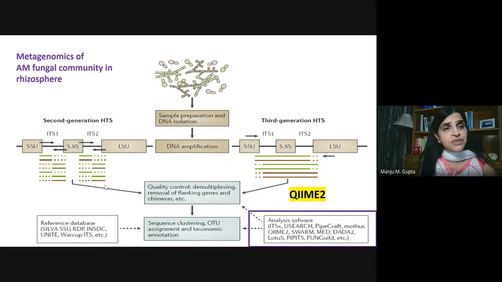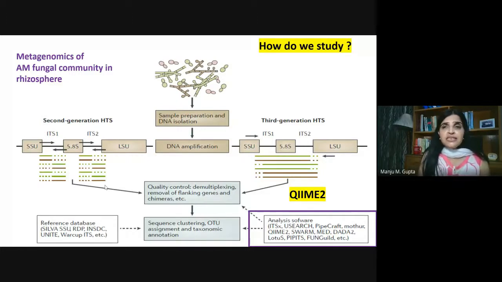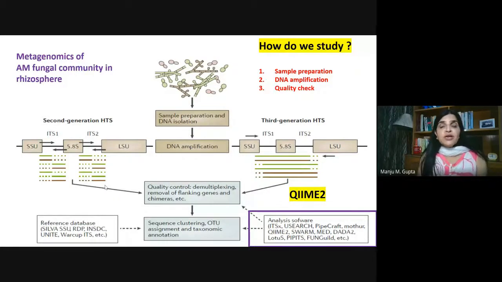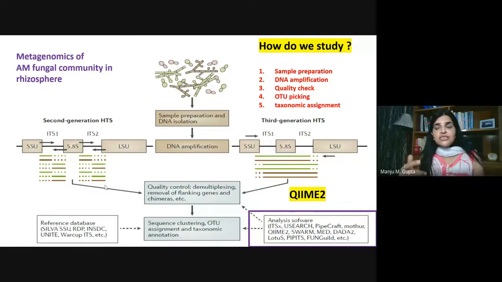So these are the steps which we take in doing the metagenomic analysis of any community in the rhizosphere. How do we study this? We'll prepare the sample and do DNA isolation from the sample. We'll do the DNA amplification. We'll do the quality check: what sequences we have got, are they okay, or are there some wrong sequences giving wrong results? Then OTU picking, so that we know how many OTUs are present here. And then we'll taxonomically assign those OTUs, meaning which species each OTU refers to. So broadly speaking, these are the 5 steps, and I will just quickly take you through them.